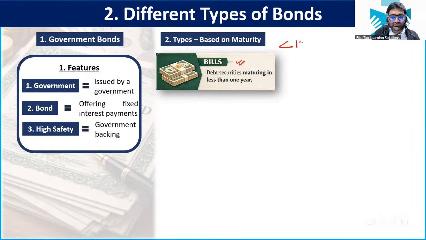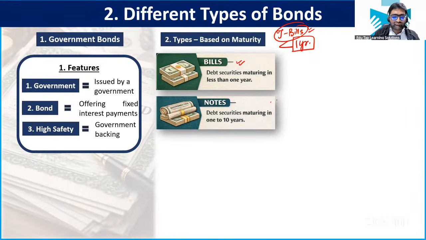So less than 1 year, if we have any government issuing these bonds, they are called bills. Okay, we must have heard about treasury bills or T bills. We'll talk about T bills further as we move into the debt market, but for now, less than 1 year, they are called bills.